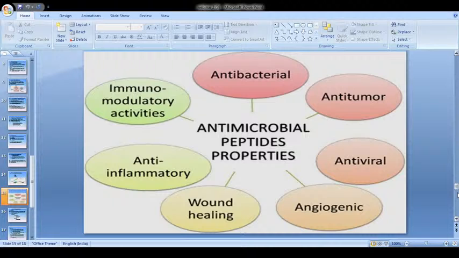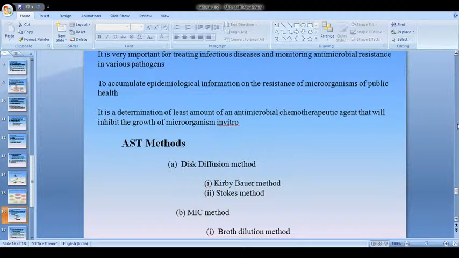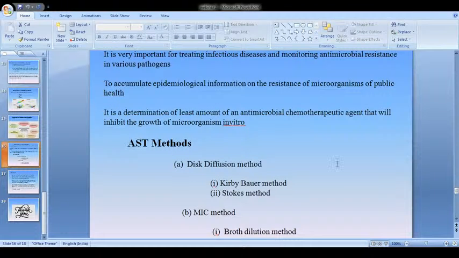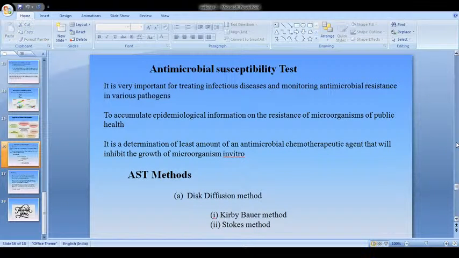And the next one is the antimicrobial susceptibility test. This antimicrobial susceptibility test is very important for treating infectious disease and monitoring antimicrobial resistance in various pathogens, and to accumulate epidemiological information on the resistance of microorganisms for public health. It is a determination of at least the amount of an antimicrobial chemotherapeutic agent that will inhibit the growth of the microorganisms in vitro.